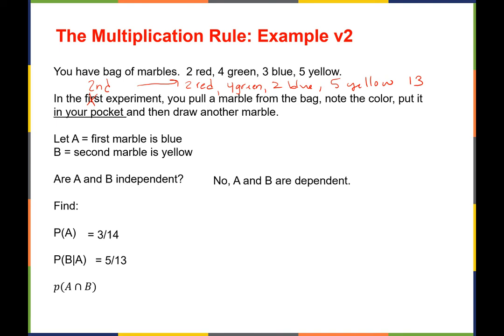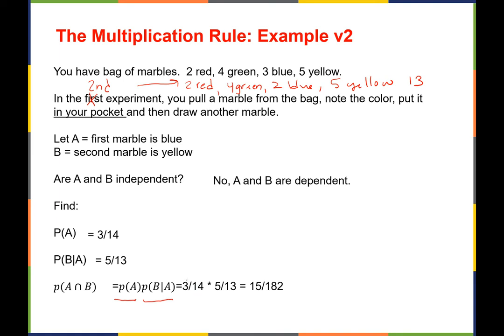All right. So we have those two figured out. What is the probability of A and B? So what is the probability that the first marble is blue and the second marble is yellow? Well, we're going to use our formula from that very first page that I told you to write down. The formula says the probability of A and B is the probability of A times the probability of B given that A occurred. We have those things nicely computed up here.